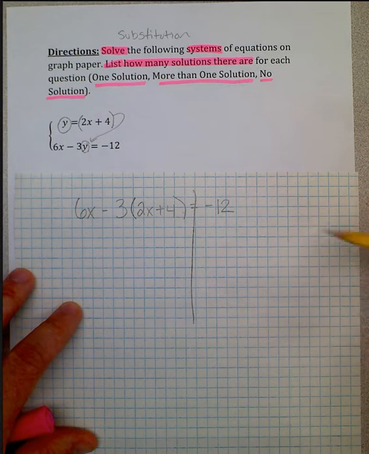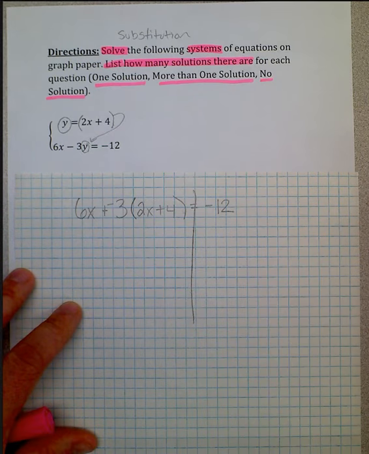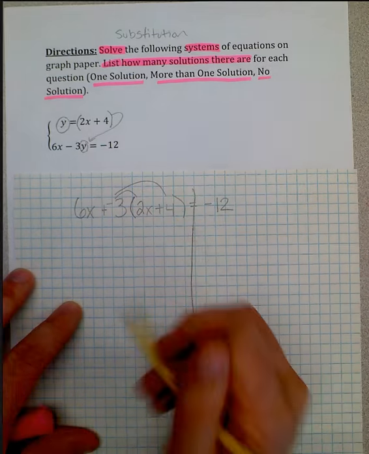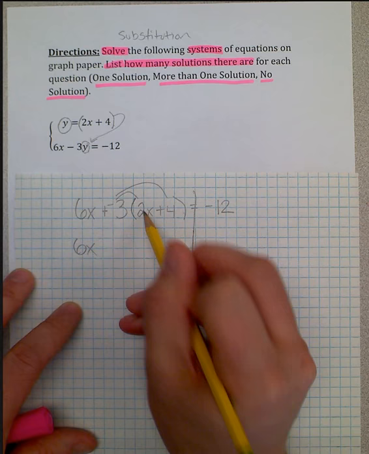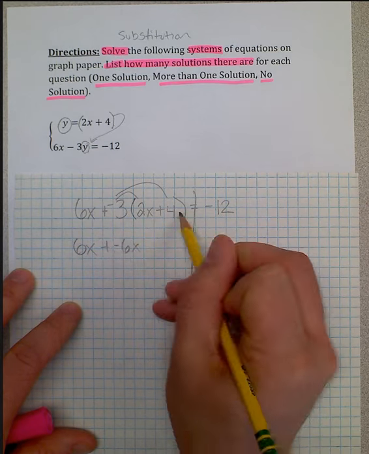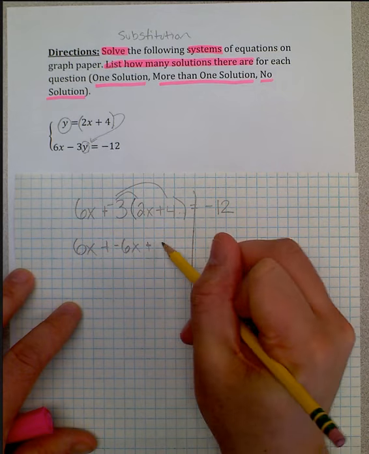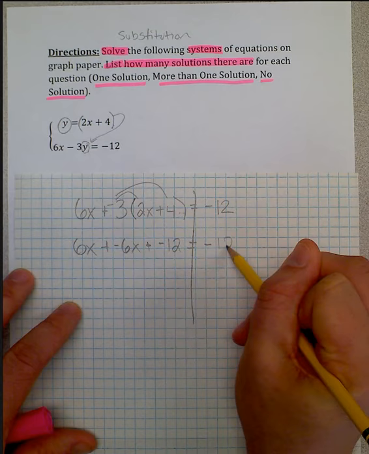And a couple other things, I see this subtraction, so I can change that to a plus negative 3. And now I can distribute. I don't touch the 6x, so I bring it down. Negative 3 times 2 is a negative 6x. Negative 3 times a positive 4 is a negative 12. And equals negative 12. Okay.